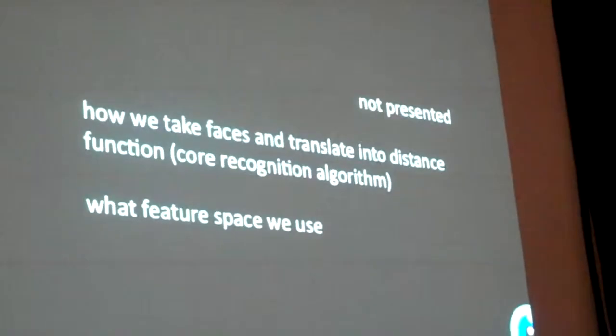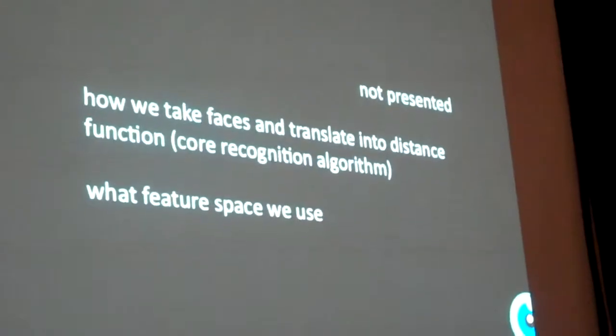First off, what we're not going to present is how we take faces and translate them into distance functions. This is our core algorithm. That distance function is how we tell if people are alike or not. That's kind of the secret sauce. And what feature space we use is proprietary too.